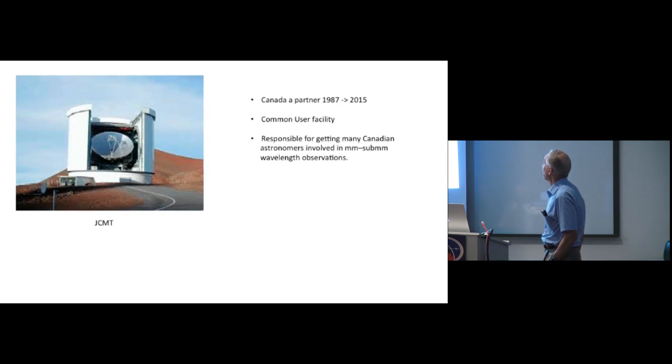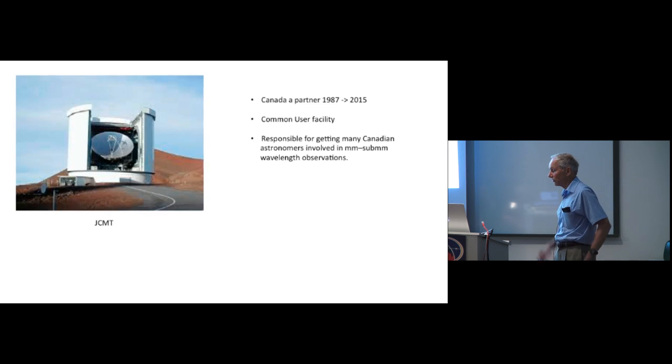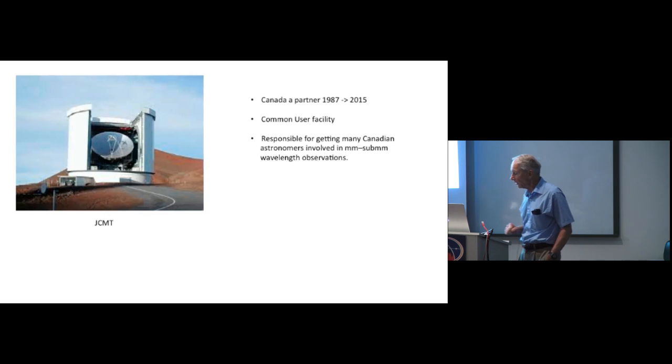And so the era of the JCMT began. Canada was a partner from 87 to 2015. It was a common user facility, and responsible for getting many Canadian astronomers involved in millimeter and submillimeter wavelength observations. Excuse me. So you're going to hear a lot more about that from Helen in the next talk.